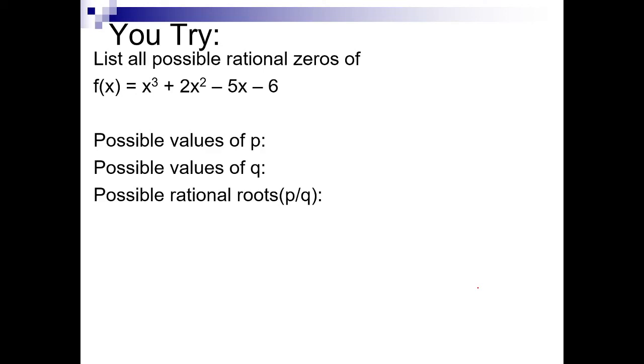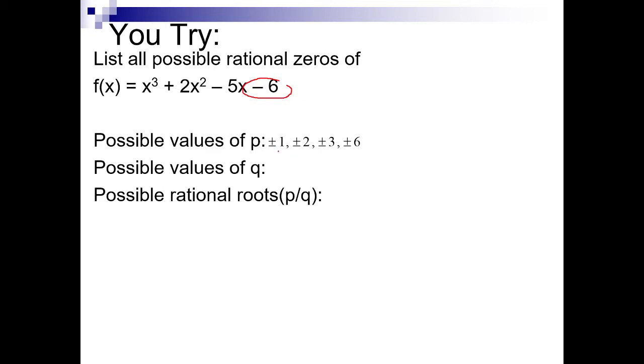Where does p come from? Constant term. Which one is the constant term? It's 6. What are the factors of 6? Okay, there you have it. Positive and negative 1, positive and negative 2, positive and negative 3, positive and negative 6.